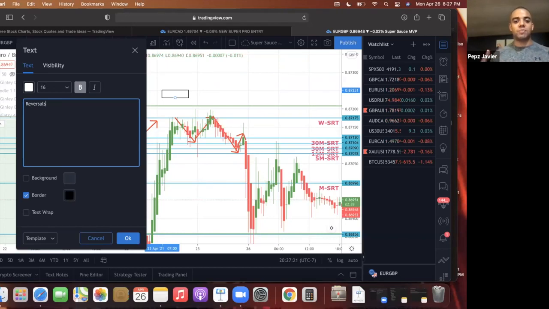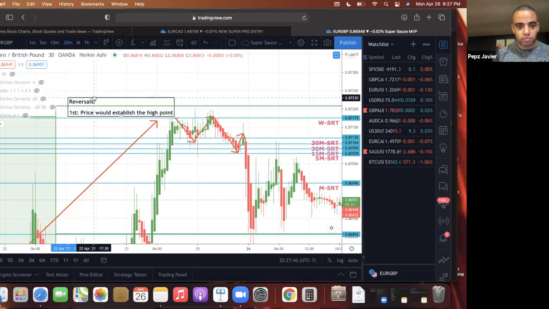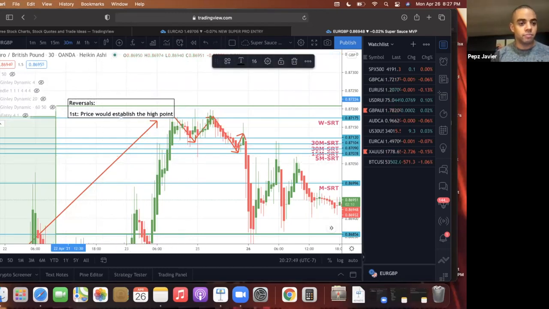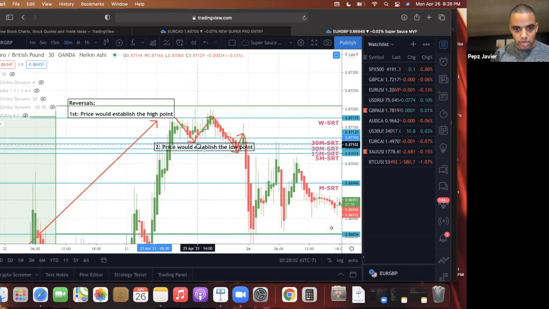So when we're looking for reversals, there's a few things I want to start seeing. And this is going to be specifically for sells. It would be the opposite for buys. So the first thing is price would establish the high point, or the swing high, like it does over here. Boom. Then number 2, price would establish the low point, like it does over here.